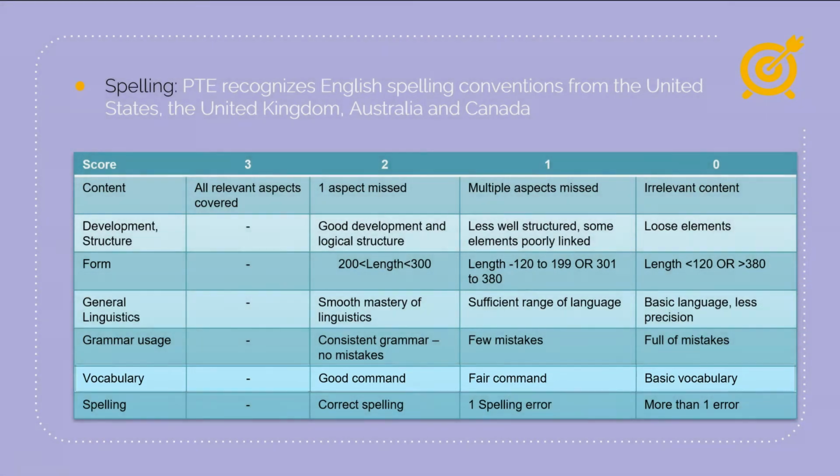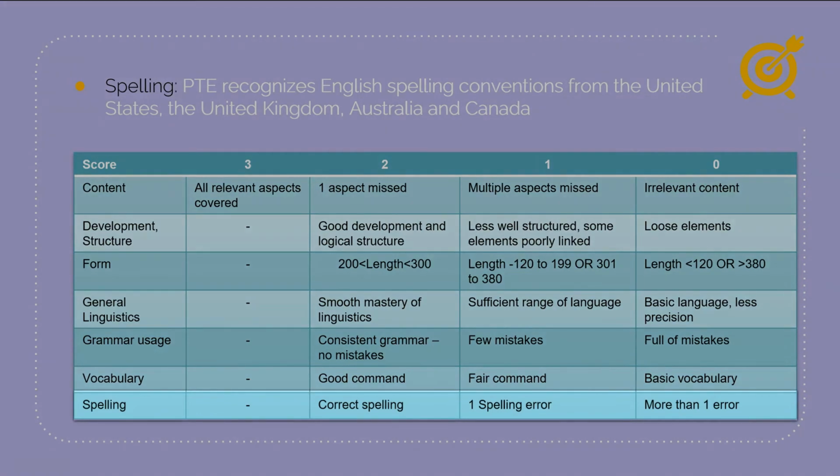Please note that this criteria doesn't mean that you need to use complex or difficult words, just the ones that are appropriate and relevant. And lastly, you get 2 points if there are no spelling mistakes, 1 point if there is 1 spelling error, and 0 if more than 1 spelling error. So with this, we sum up the scoring criteria for the write essay task. And in total, you can score 15 points per essay question, which is quite substantial.